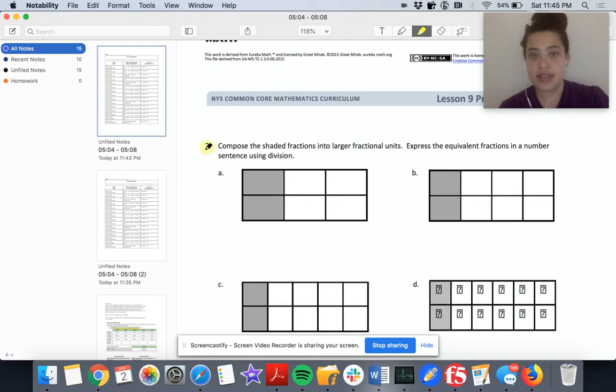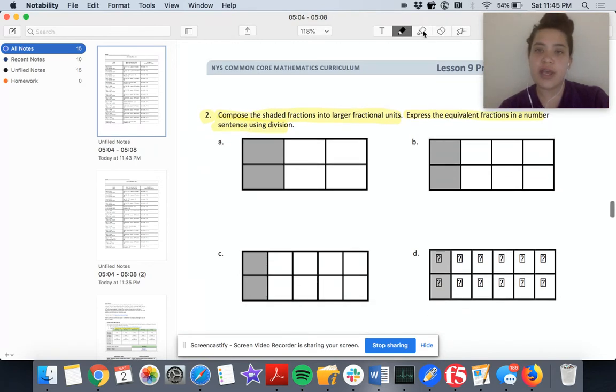Number 2 asks us to compose the shaded fraction into larger fraction units and express the equivalent fractions in a number sentence using division. Seems simple enough, right, Math Stars? Okay, let's look at 2A. Originally, how many pieces do I have? 1, 2, 3, 4, 5, 6. I have 6 original pieces. And how many are shaded in? 2 are shaded in.